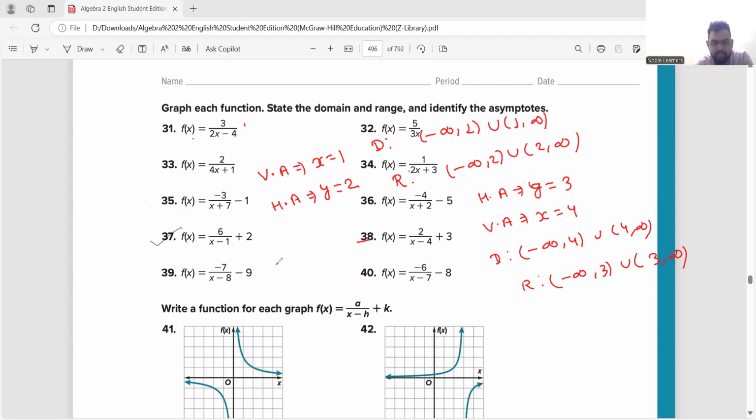39 and 40 both. So vertical asymptote is minus 9. Okay, horizontal asymptote is... just minus 9? Y equals minus 9, x equals 8. Domain.